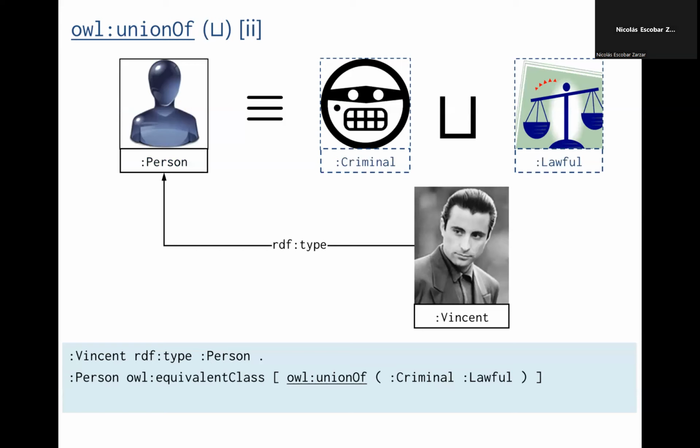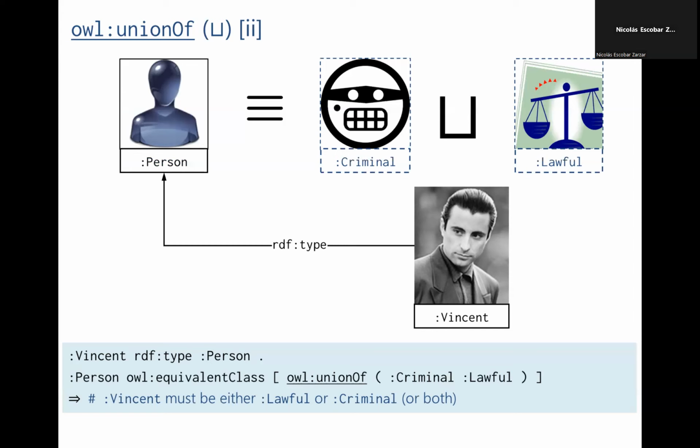So we've still not said that they're disjoint. So we know from this that Vincent, and there's no good way to write this down. We could write it out in OWL, but it would be very long. Vincent must be either lawful or criminal or both. We don't know which of the three cases, but we know that Vincent must be in one of these classes, could be in both.